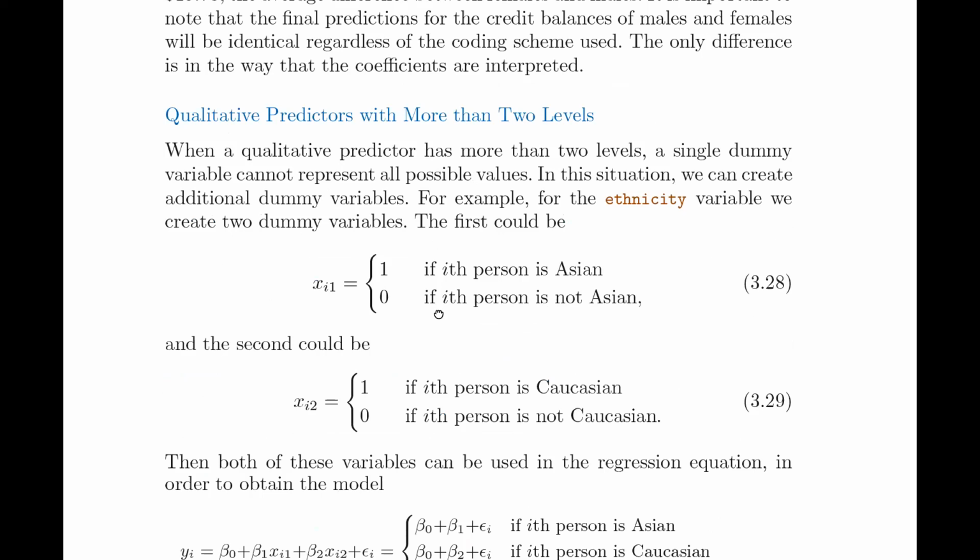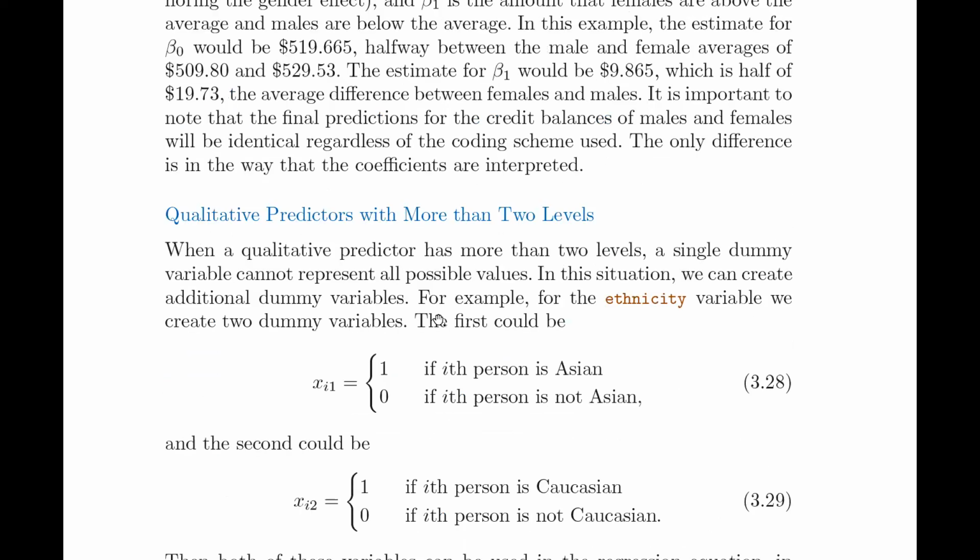Now, what if we have more than 2 levels? When a qualitative predictor has more than 2 levels, a single dummy variable cannot represent all possible values. In this situation, we can create additional dummy variables. For example, for the ethnicity variable, we create 2 dummy variables. Let's have a look.